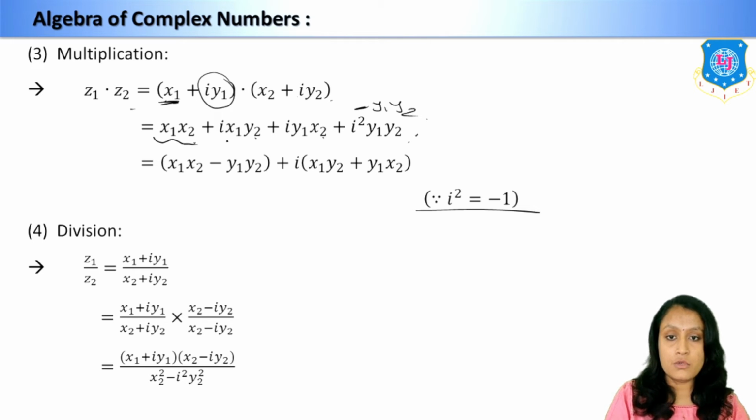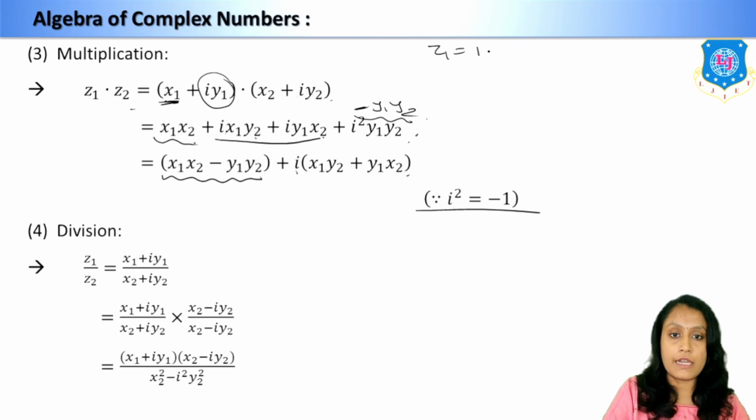Now these two terms are real terms, so we'll write them together. So x1 x2 minus y1 y2 plus i times, take out i common from this. So you will get i into x1 y2 plus y1 x2. Right? Now let's solve one example.